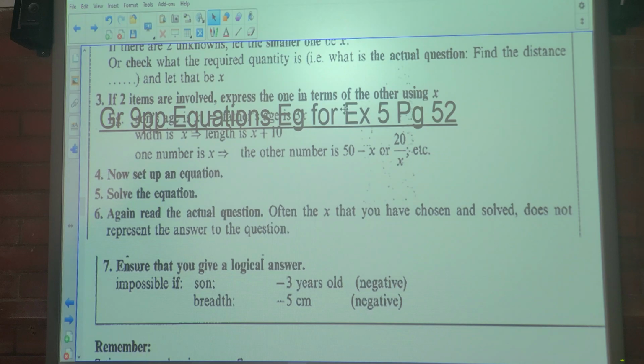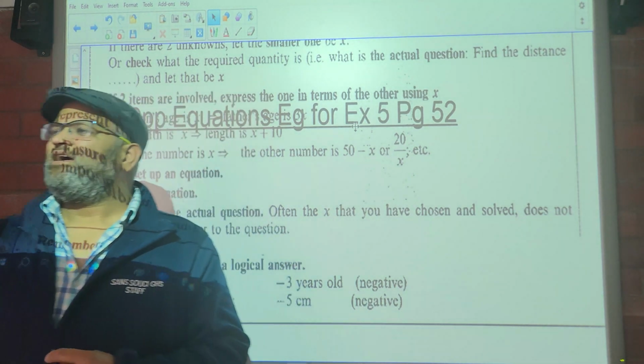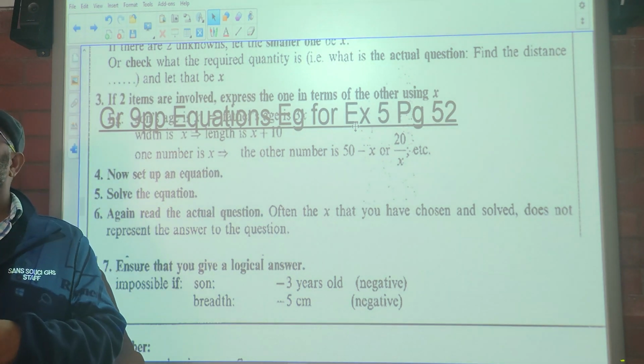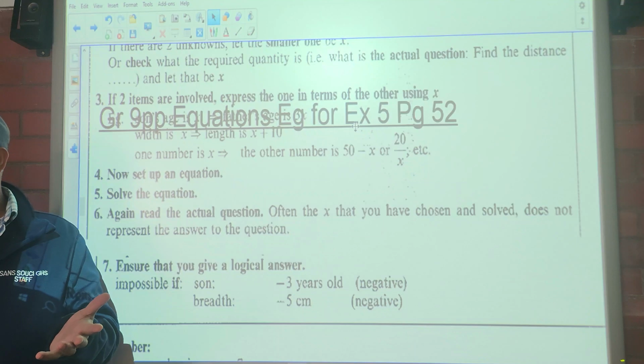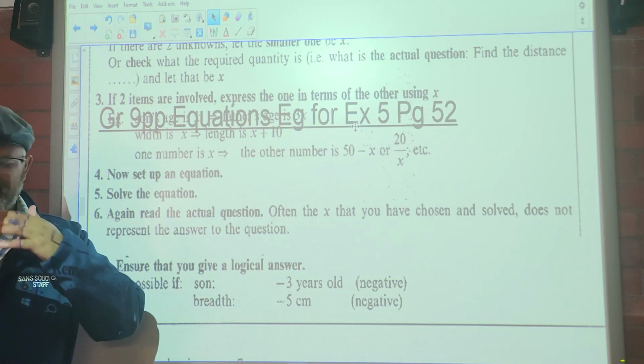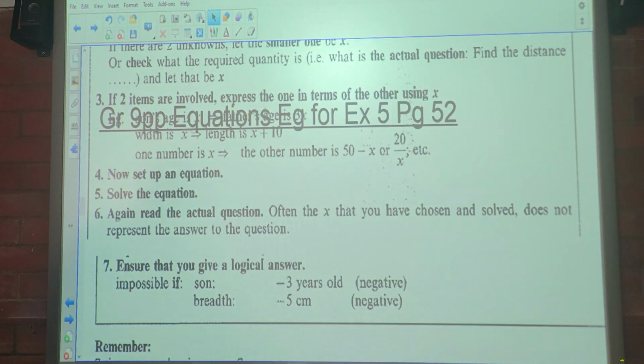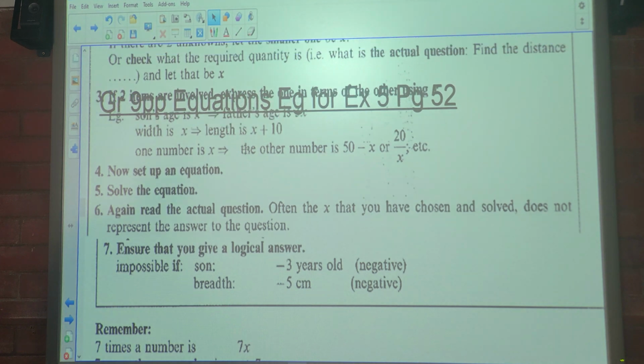Or check what quantity is required. For instance, what is the actual question? If the question is to calculate the distance, we make the distance x. If the question is to calculate Paul's age, we make Paul x. You guys understand? Alright. So find the distance and let that be x.